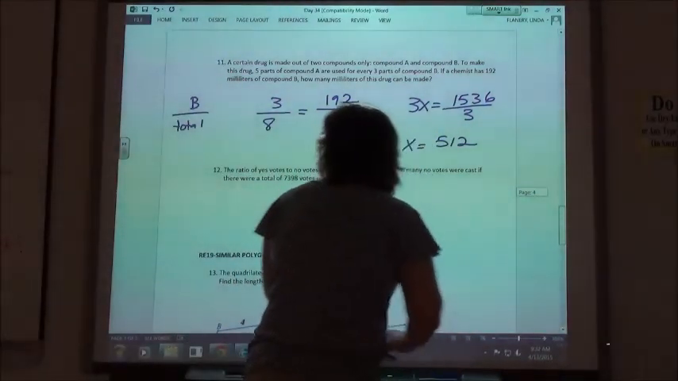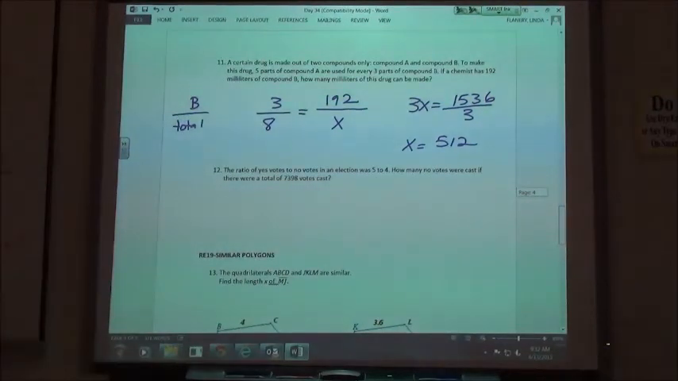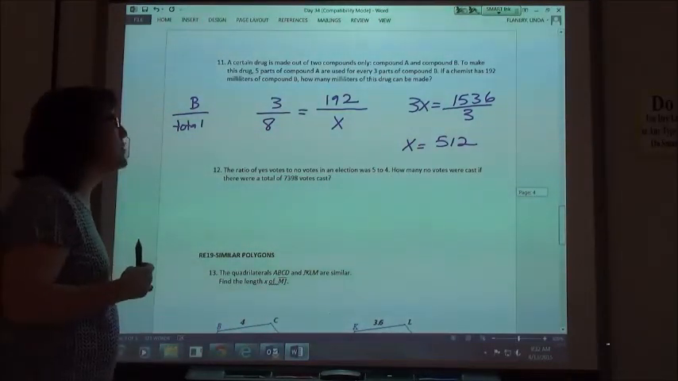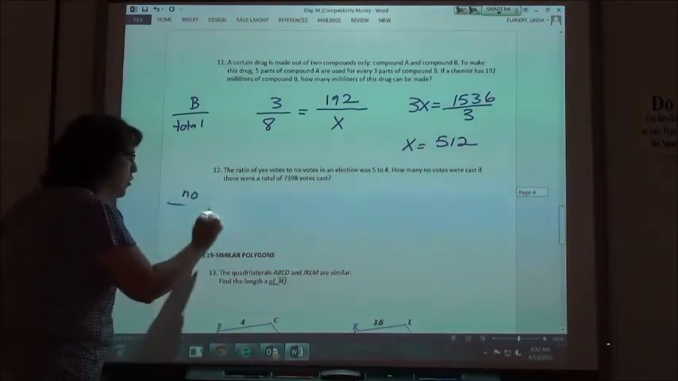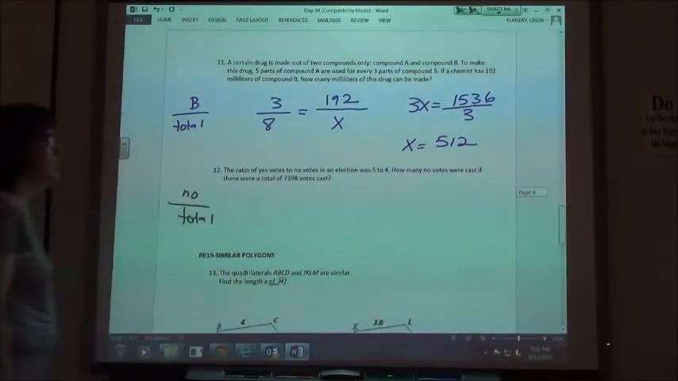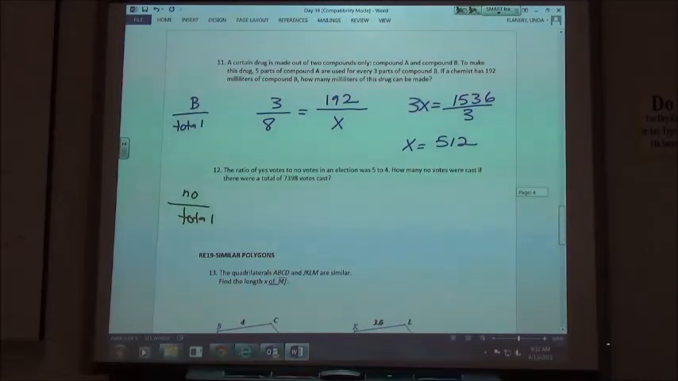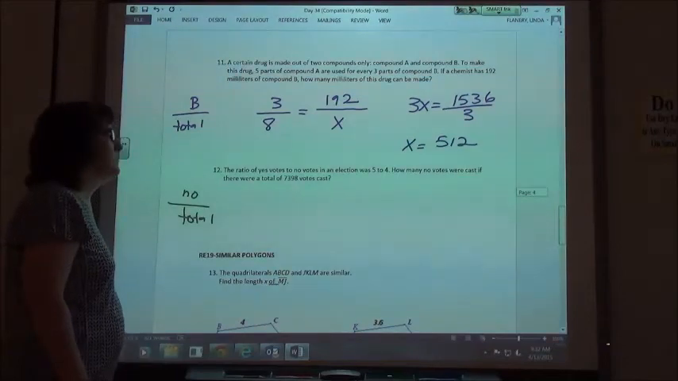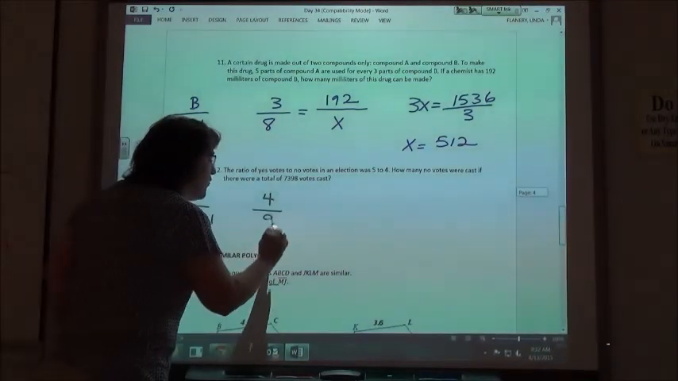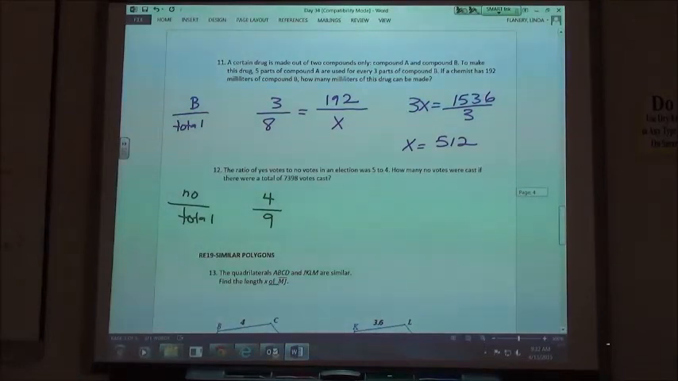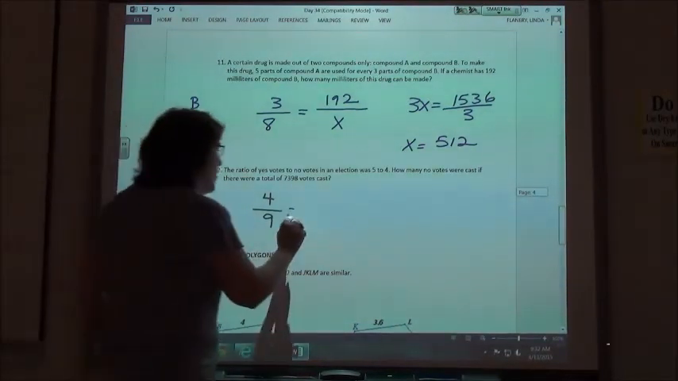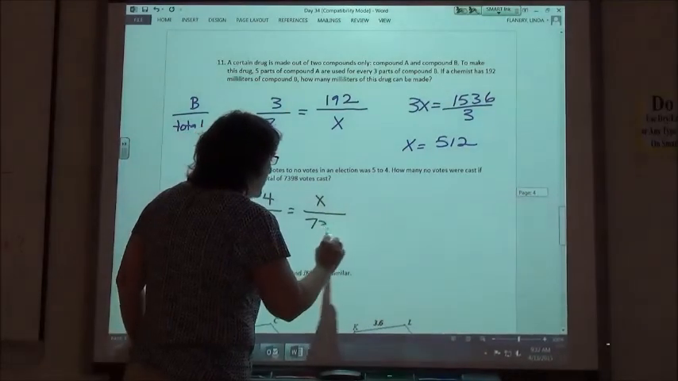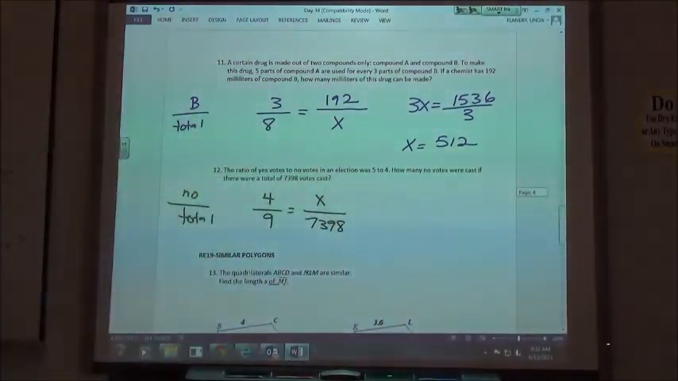And number 12, the ratio of yes votes to no votes in an election was 5 to 4. How many no votes were cast if there were a total of 7,398 votes cast? So again, we're looking for no to the total. Using the given ratio, what would I have for my first rate? 4 over 9. 4 no votes for every 9 votes cast. We want to know how many no's if there were 7,398 votes cast.